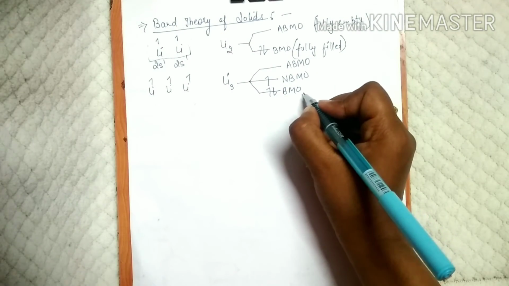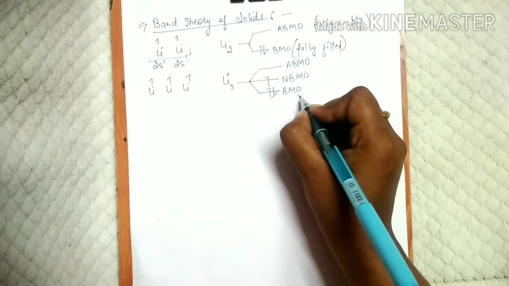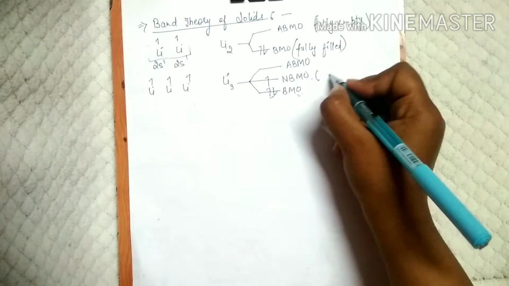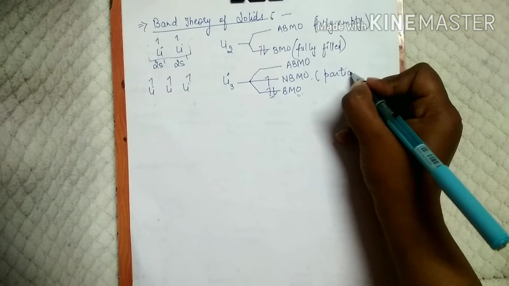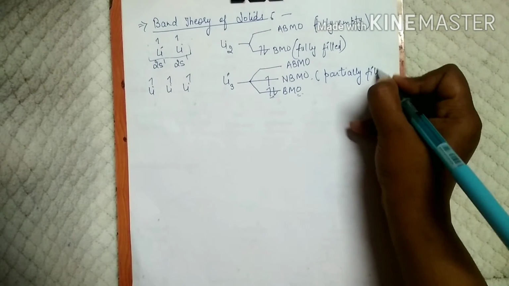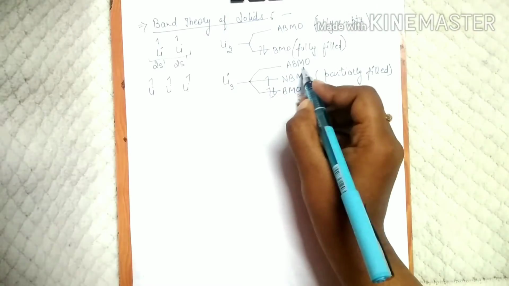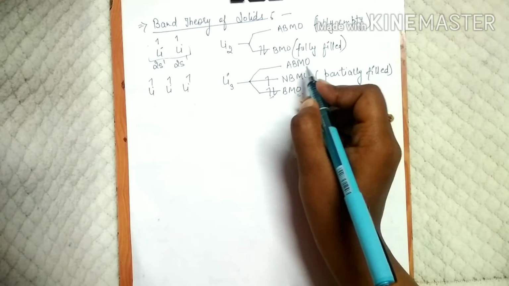Here you can see bonding molecular orbital is fully filled, non-bonding molecular orbital is partially filled, and anti-bonding molecular orbital is fully empty.